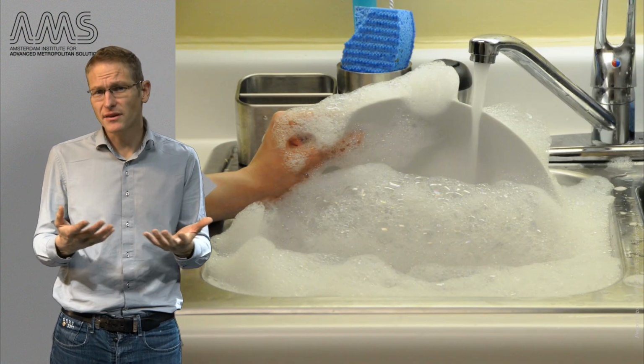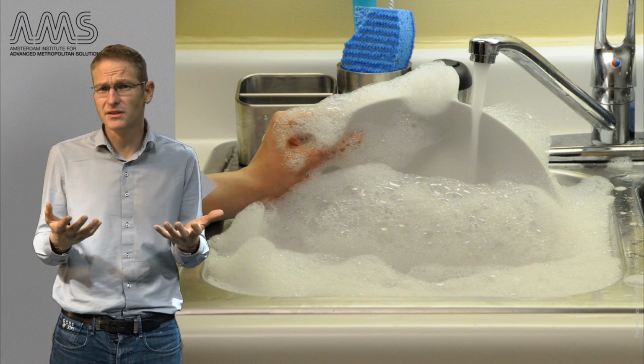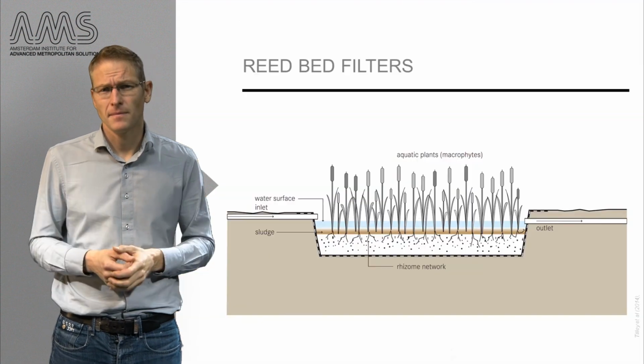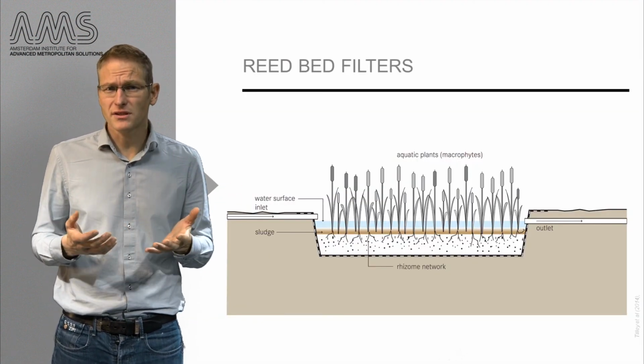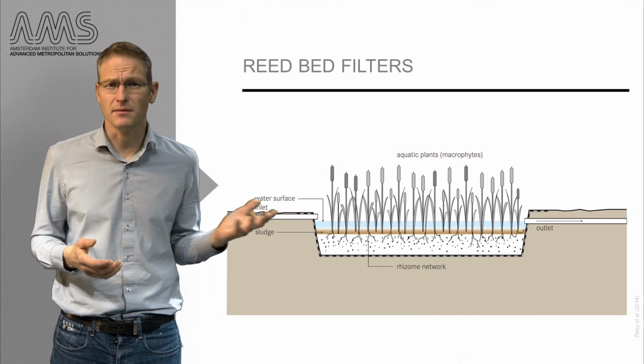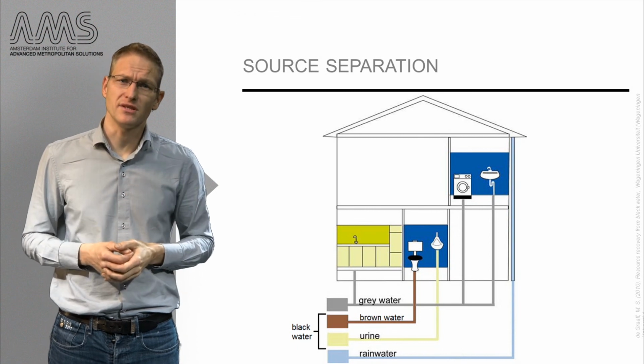Finally, you can separate the grey water. This is not highly contaminated and can be treated and reused easily. A simple treatment that you can make use of is, for instance, the so-called reed bed, as can be seen here. So, when will you start separating your resources at source?